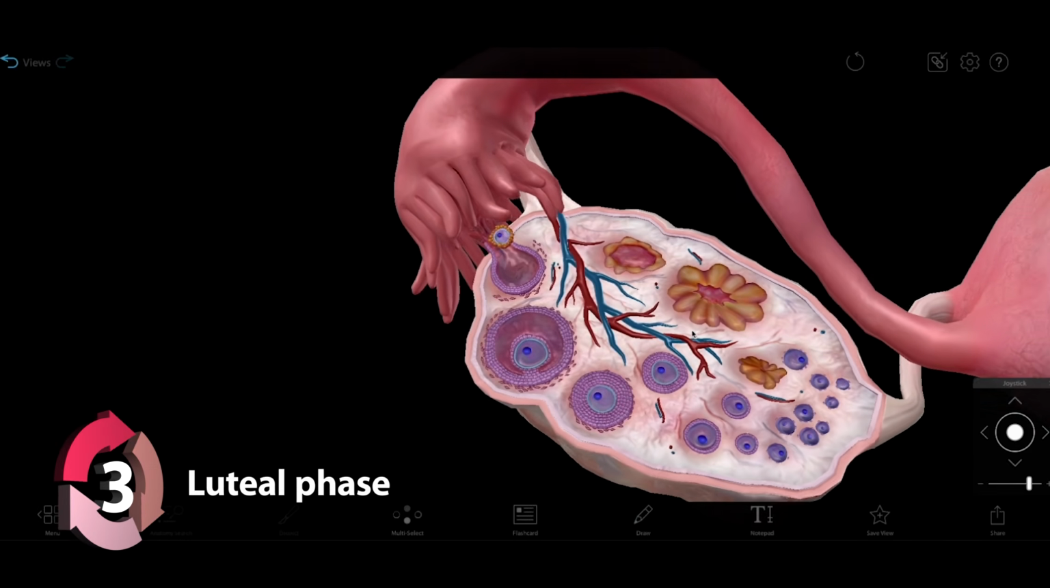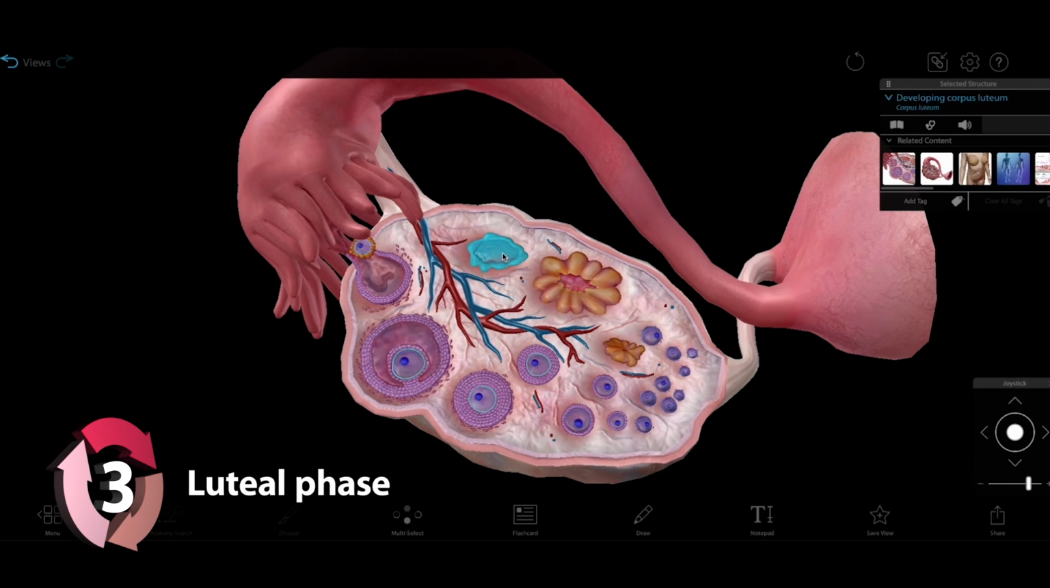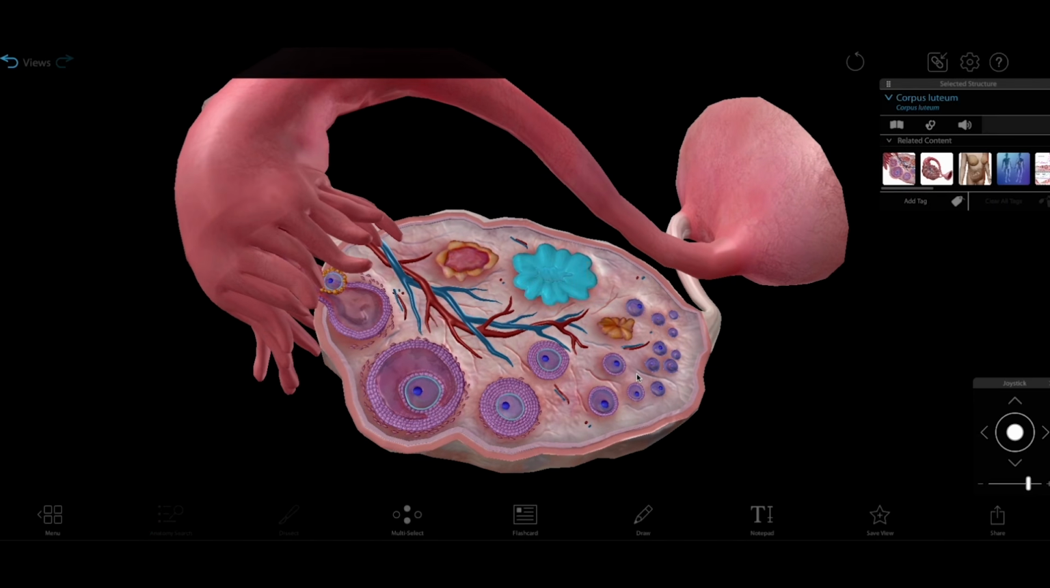Were you wondering what happened to the follicle after it released the oocyte? What's left of it forms the corpus luteum after ovulation. The corpus luteum is a glandular structure that releases estrogen and progesterone.